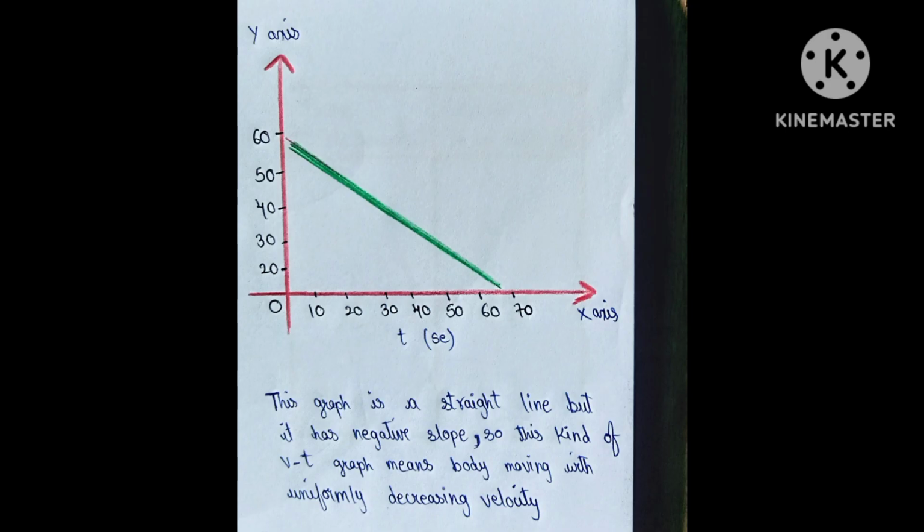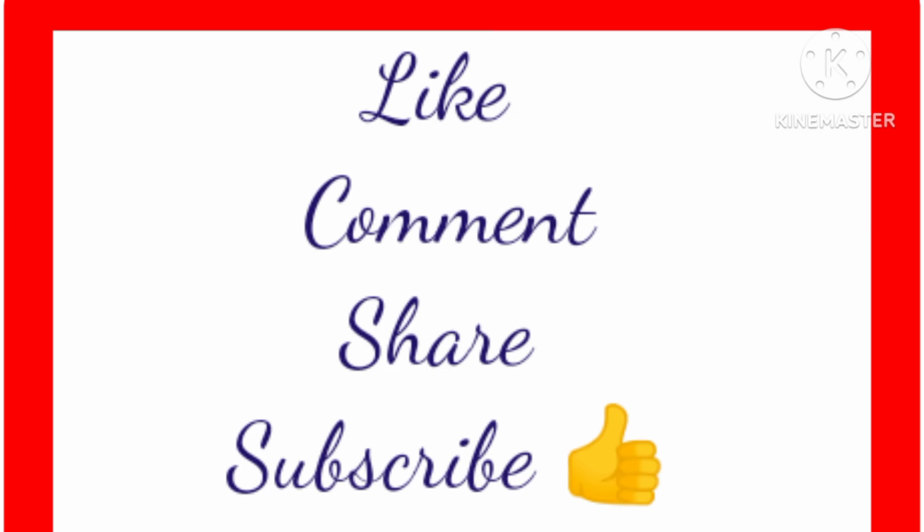So this was all about velocity time graph. We have looked at different kinds of velocity time graph: the velocity time graph for uniform velocity, uniformly increasing velocity and also uniformly decreasing velocity. And I hope this video was fully understandable.